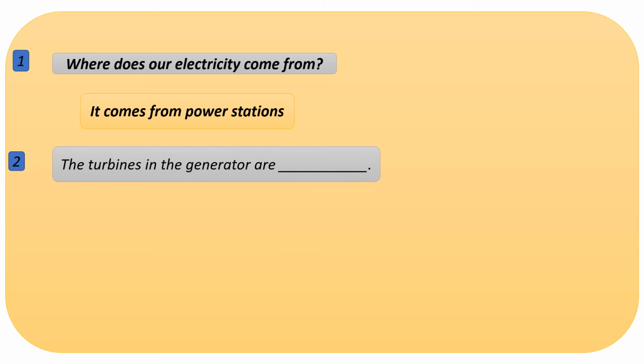Next. The turbines in the generator are what? Who can tell me? Very good. Spun. Spun is the past tense of spin, which means turning around. Very good.